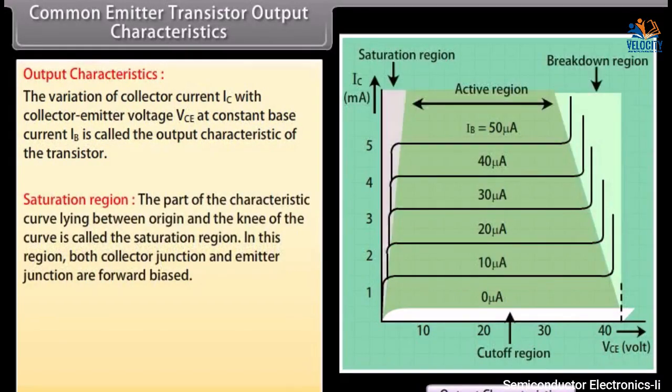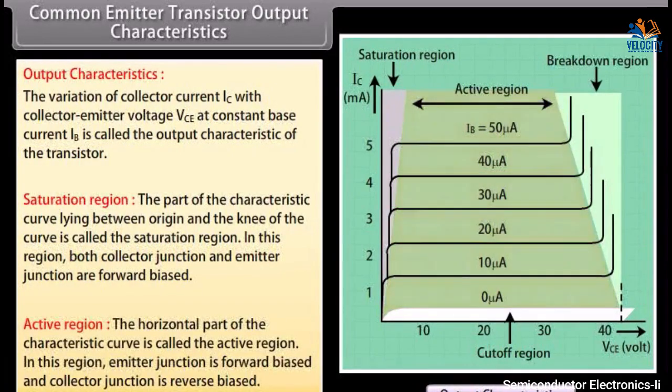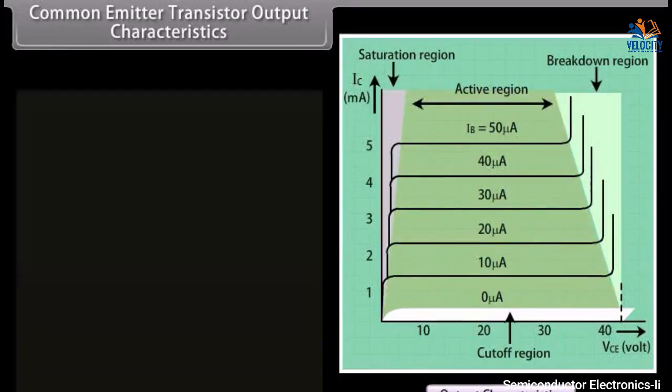Saturation region. The part of the characteristic curve lying between the origin and the knee of the curve is called the saturation region. In this region, both the collector junction and emitter junction are forward biased. Active region. The horizontal part of the characteristic curve is called the active region. In this region, the emitter junction is forward biased and the collector junction is reverse biased.